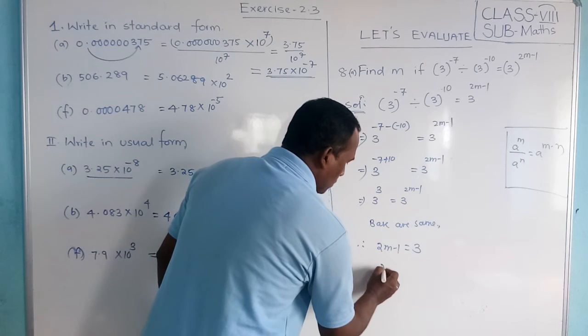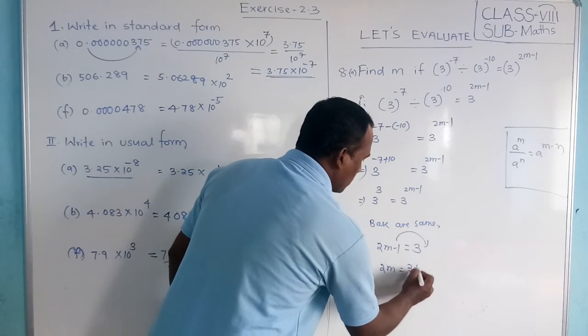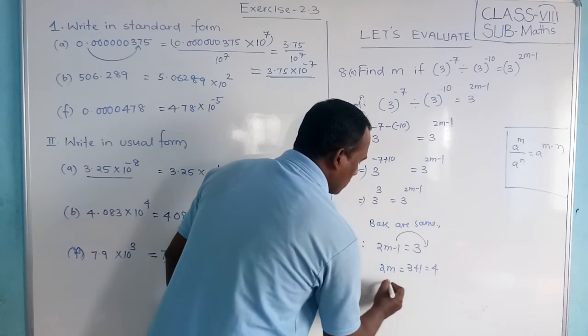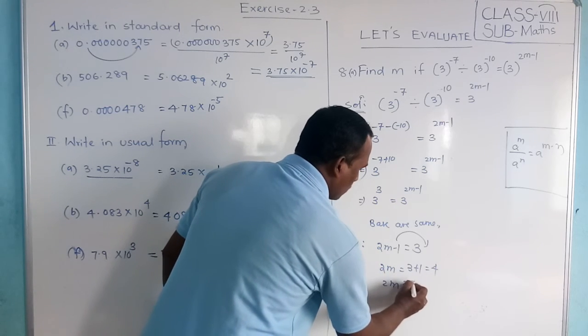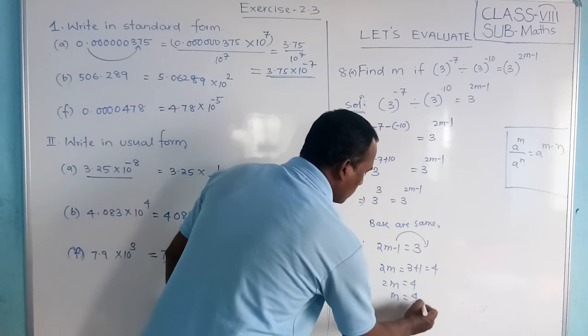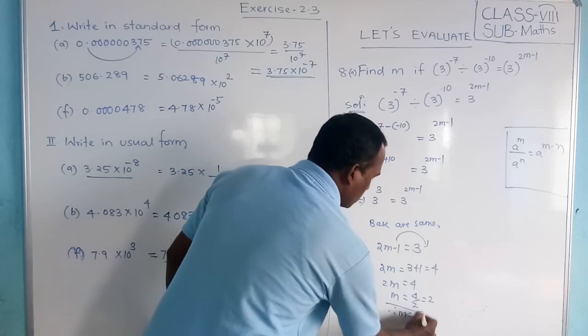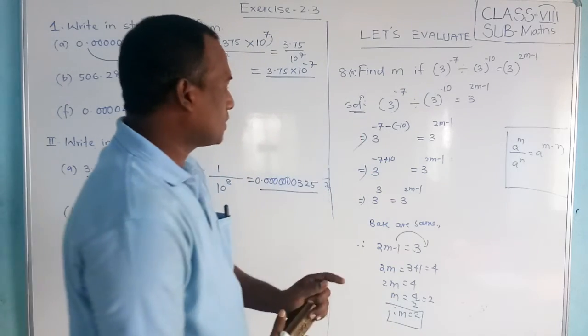Now 2m is equal to this; minus 1 will go to this side, 3 plus 1 is equal to 4. 2m is equal to 4. m is equal to 4 by 2, as the 2 will go to the other side, is equal to 2. Hence m is equal to 2. This is our answer, okay friends.